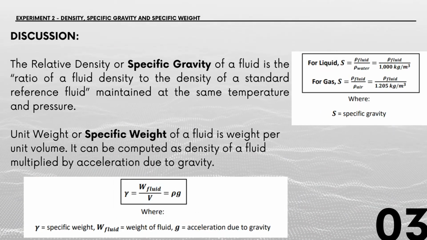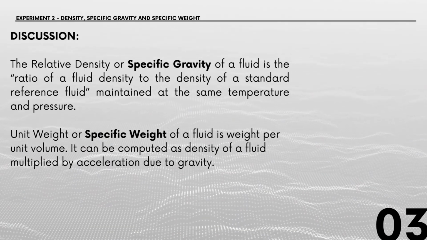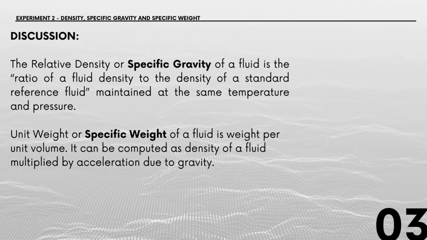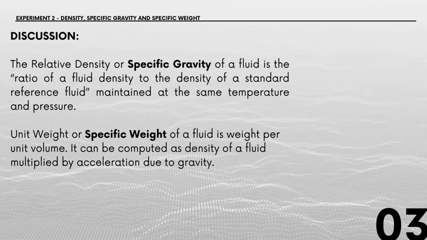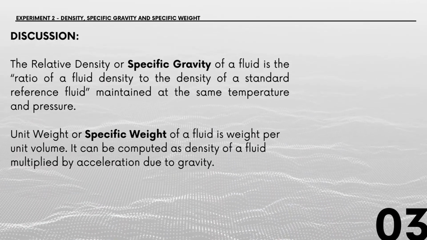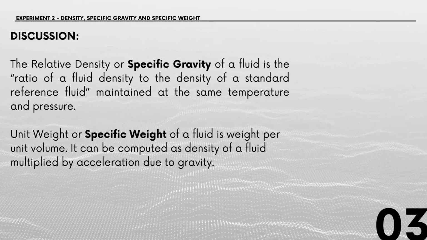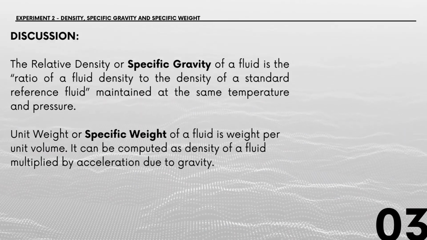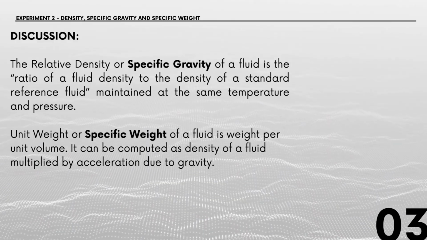Another important property is specific gravity, also known as relative density. Specific gravity compares the density of a fluid to the density of a reference substance, which is typically water for liquids. This value has no unit because it is a ratio. If a fluid has a specific gravity greater than 1, it means the fluid is heavier than water. If it is less than 1, the fluid is lighter and may float on water.